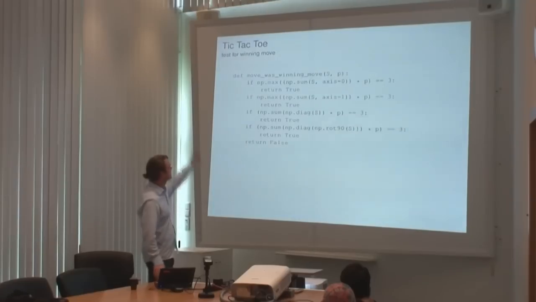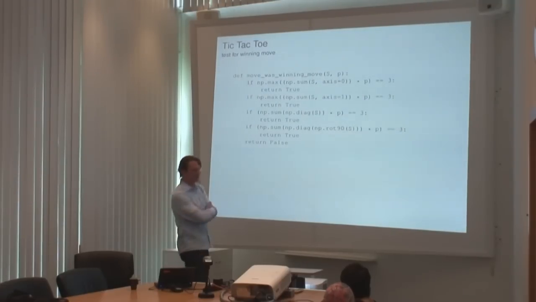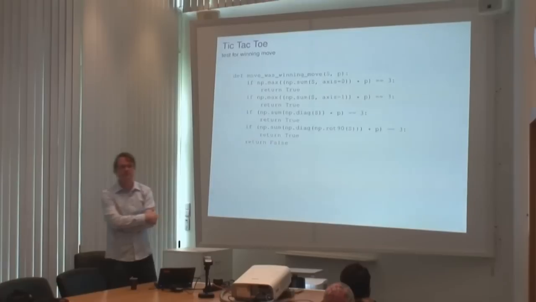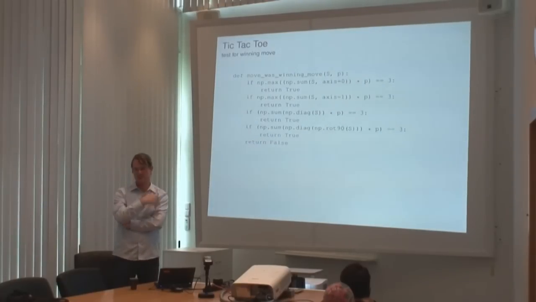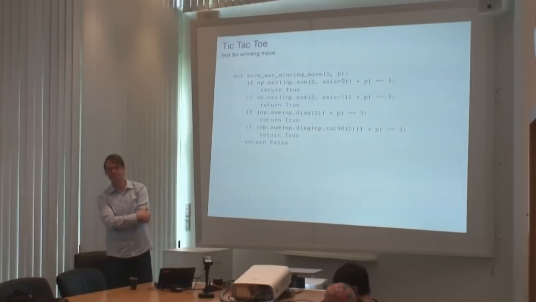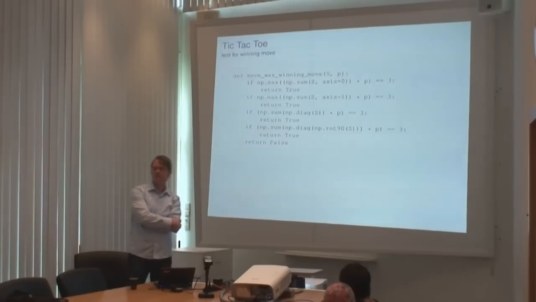And now this one. We have to check if, once a player has moved, the game has reached a terminal state. The game is over. The move has caused the moving player to win. How would we verify that?